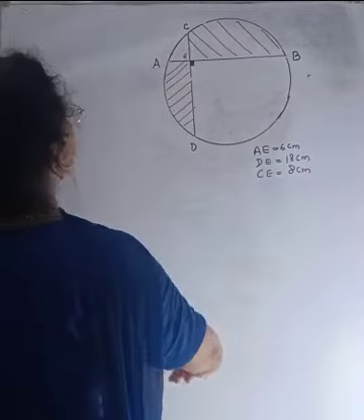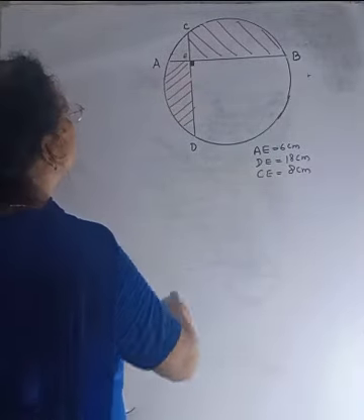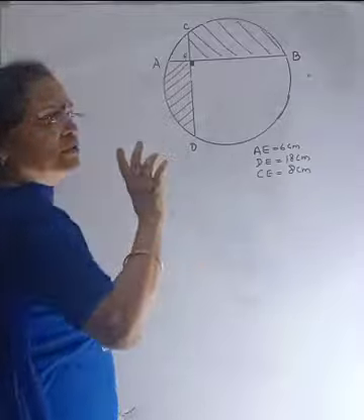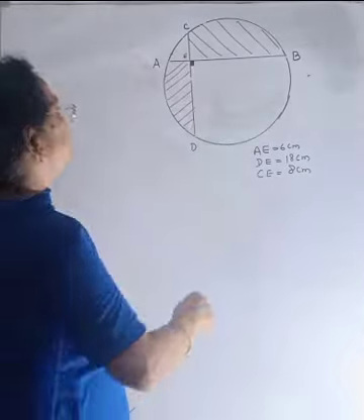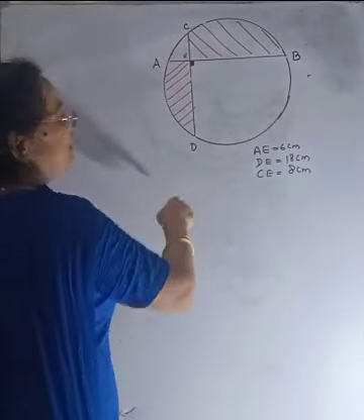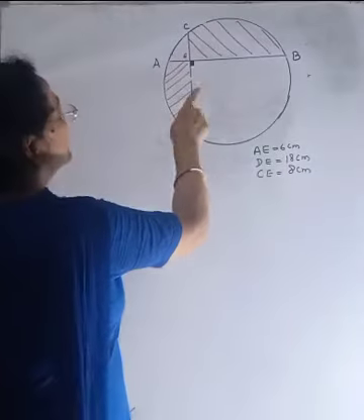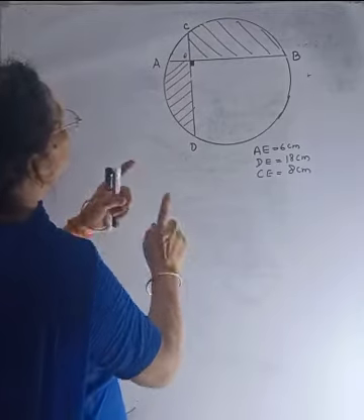This is a circle given to us. एक वृत्त है, circle. AB and CD are two chords perpendicular to each other. Okay? AB और CD दो जीवा हैं इस सर्कल की, एक दूसरे के परपेंडिकुलर हैं.